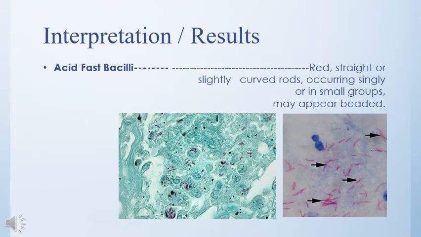Interpretation of the result is very important. If acid fast bacilli are present in any sample, then they will appear red, straight or slightly curved rods, occurring singly or in small groups, and may appear beaded as well.